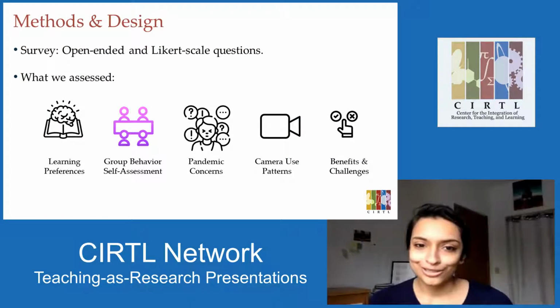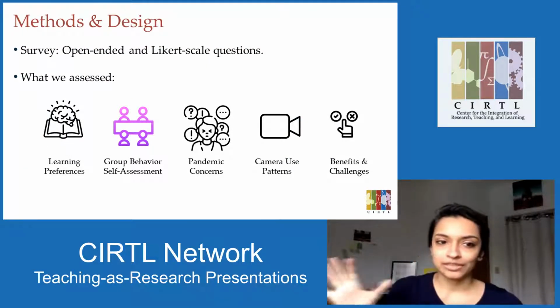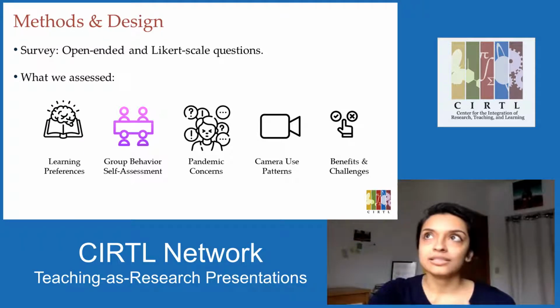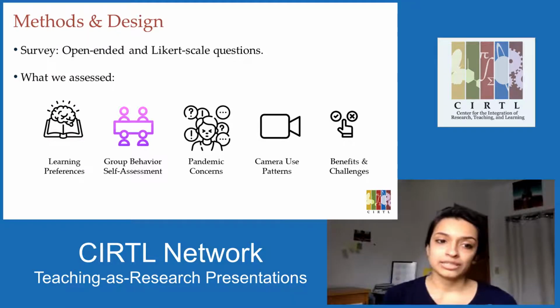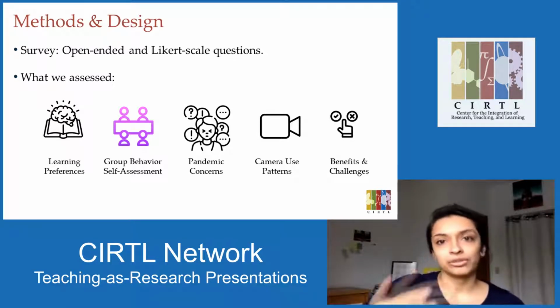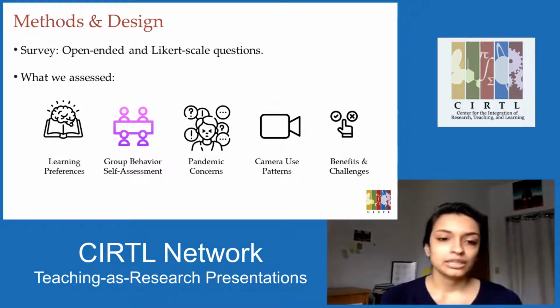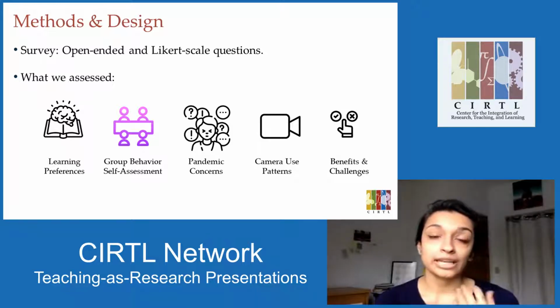The little icons here show you the five assessment areas that the survey focused on. The first was learning preferences, and this is us trying to understand students' learning preferences. Are they social learners? Do they prefer to work independently? How does that affect their participation in the classroom? Then we talked about group behavior self-assessment, which is when we ask students to rate their own contributions to groups.